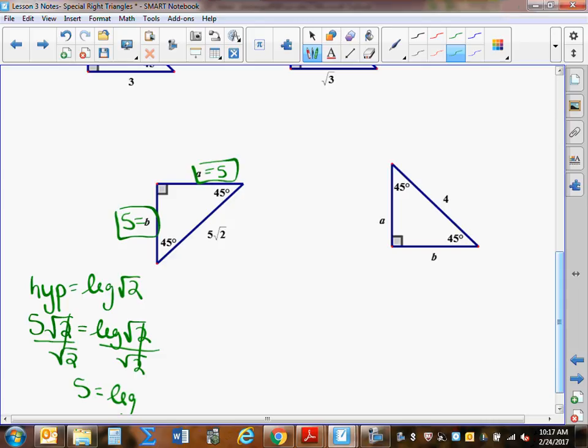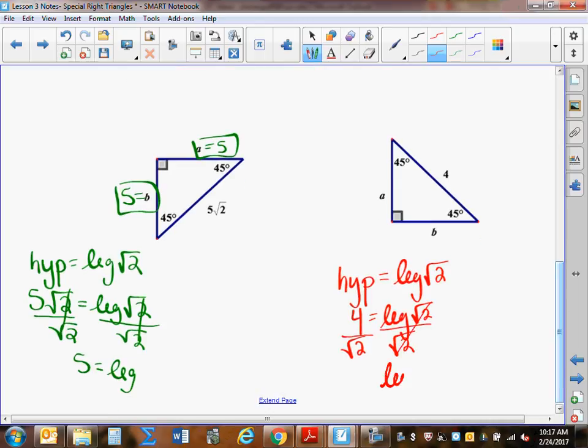That works, but here's a much easier way. So this is my hypotenuse. Again, think back to your hypotenuse is leg root 2. My hypotenuse is 4. So now we just solve for my leg. Divide by root 2, divide by root 2. But be careful, we cannot have that radical in the denominator. So our leg, what do I need to do to get rid of that radical? Good. Multiply top and bottom by it. Then I would get 4 root 2 over, what do I have in the denominator? 2. And what does that become?